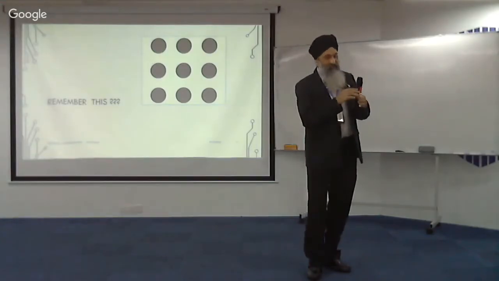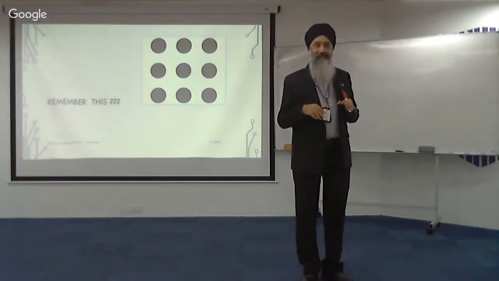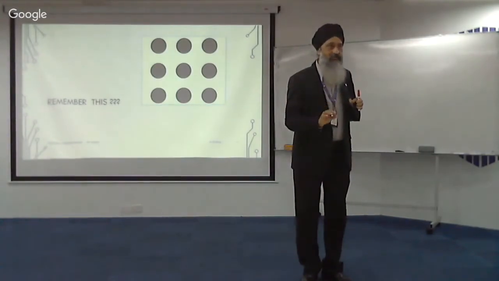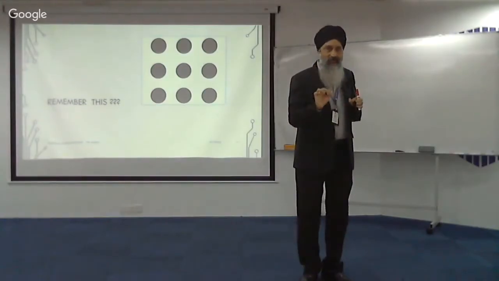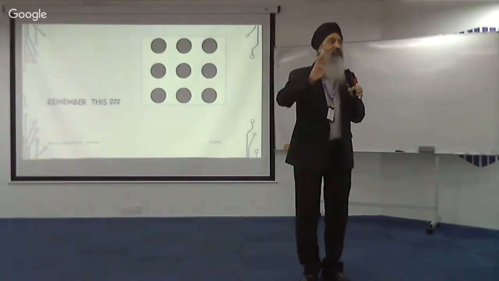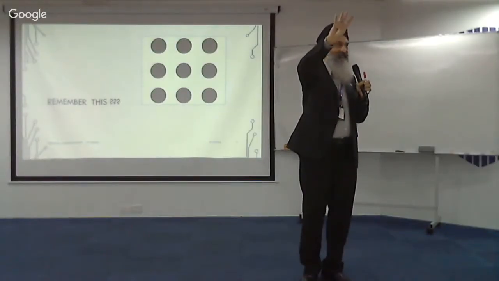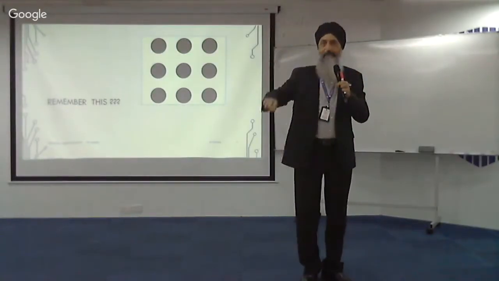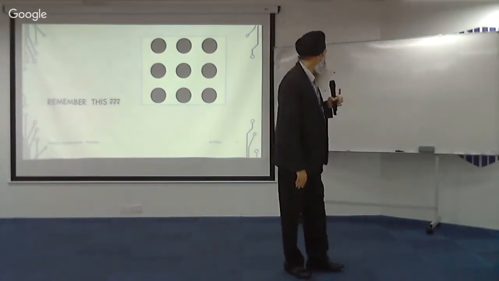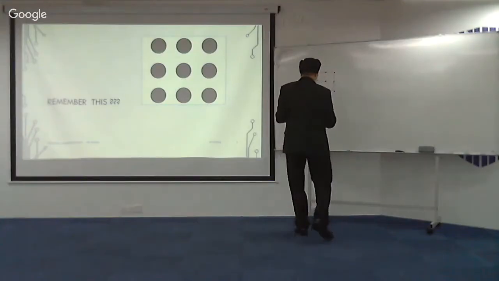Okay, now we go to the next part of this exercise. Now we are going to do exactly the same thing. We are going to use straight lines. We cannot lift pen from paper, but we can use only 4 lines now. 4 lines. Join the 9 dots using 4 lines only. Think about that.